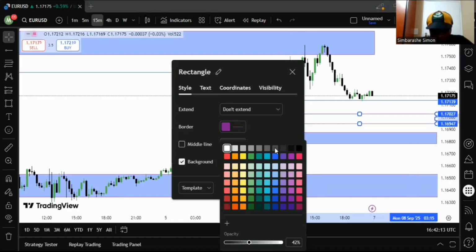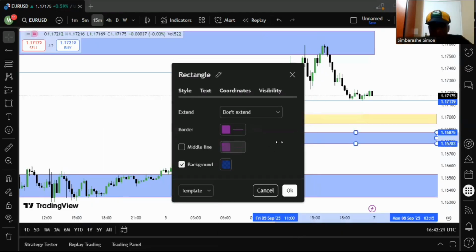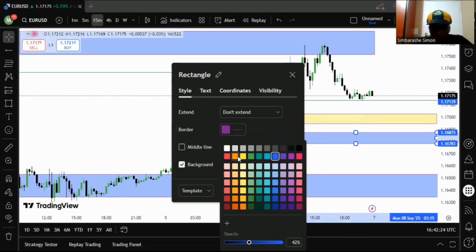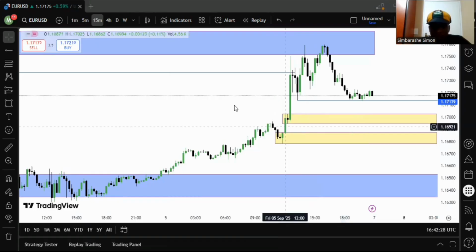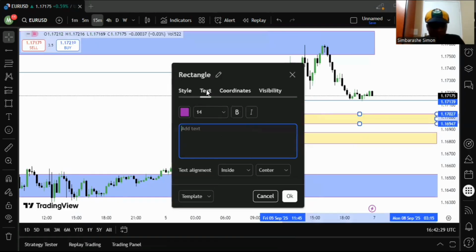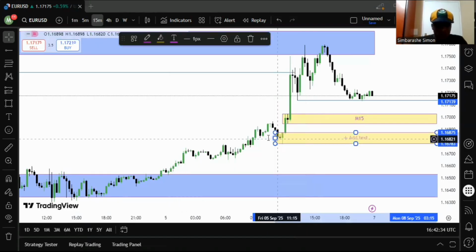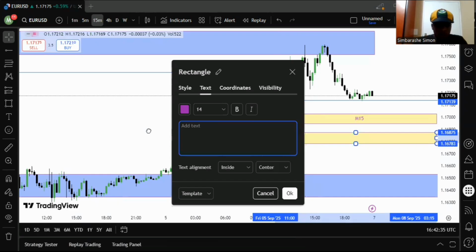So what can we put? Yeah, let's put this color here. Yes, this here, guys. It's our 15 minutes. So let me label it M15, which stands for 15 minutes. Again, this one is 15 minutes. Yeah, something like that, guys.